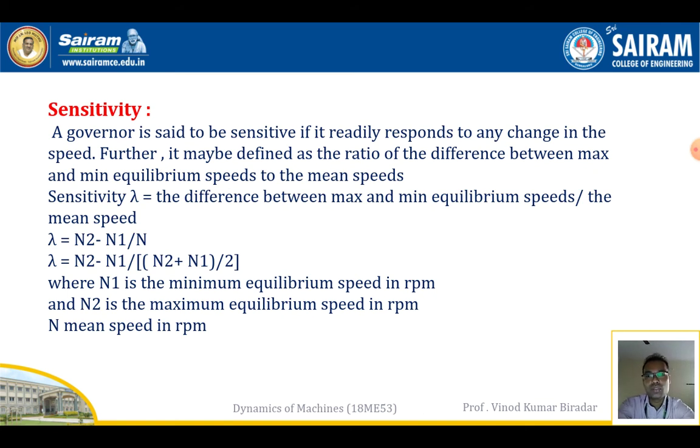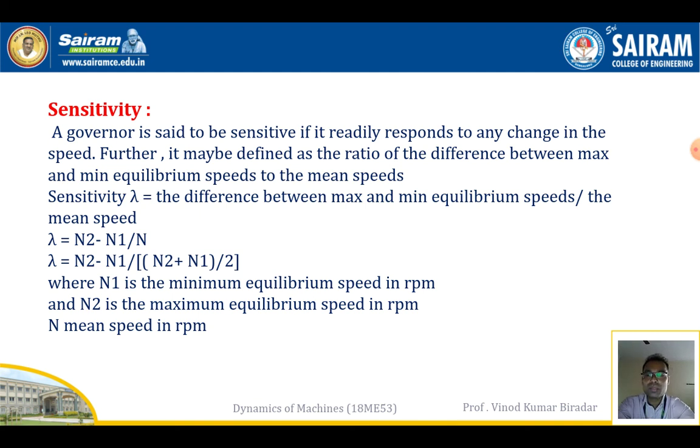Sensitiveness is defined as the ratio of the difference between the maximum and the minimum speed to the mean speed, called the sensitivity. A governor is said to be sensitive if it readily responds to any change in the speed. We differentiate the change of speed, that is maximum to minimum, relative to the mean speed, and that is called sensitiveness.